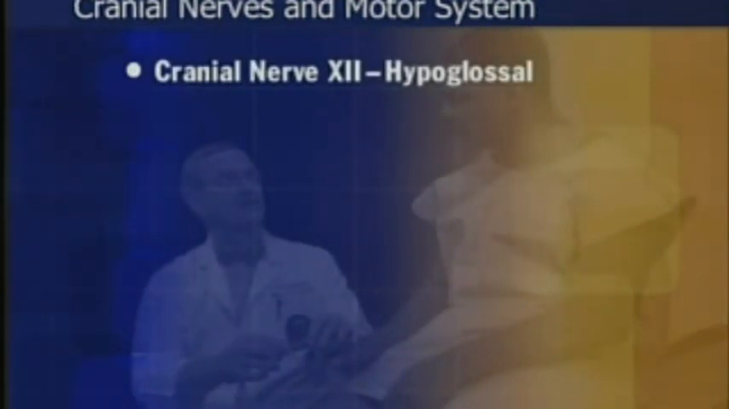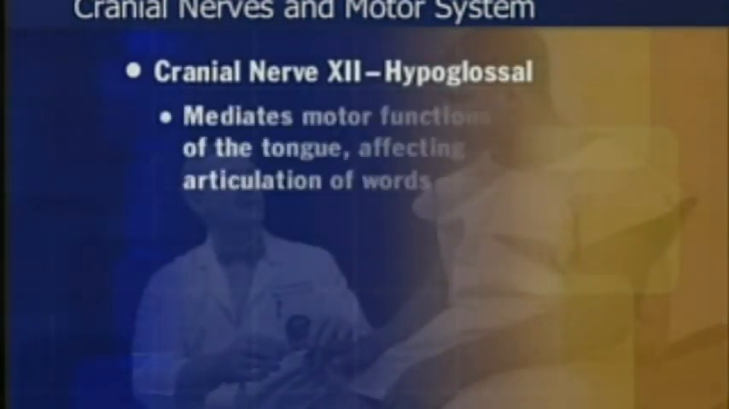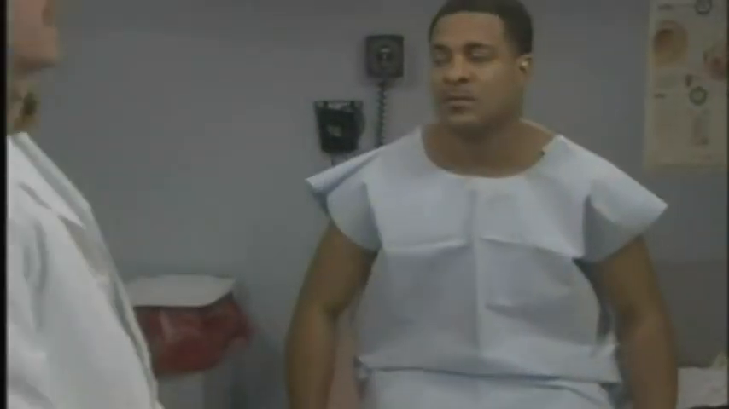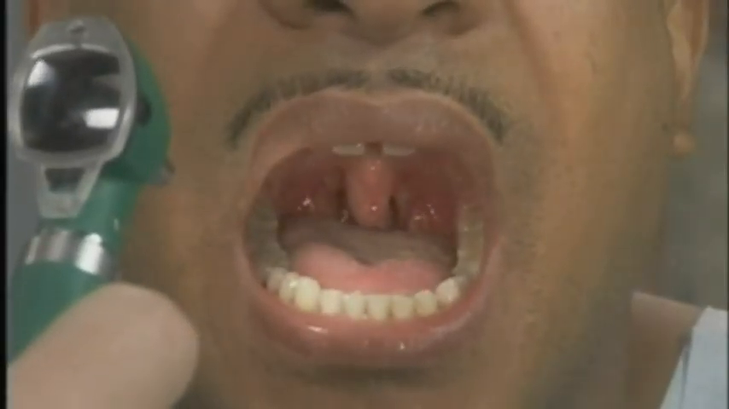Cranial nerve 12, the hypoglossal nerve, mediates the tongue's motor functions, which in turn affect articulation of words. Inspect the patient's tongue as it lies on the floor of his mouth. Open your mouth, please. Observe for atrophy and fasciculations. There should be none.